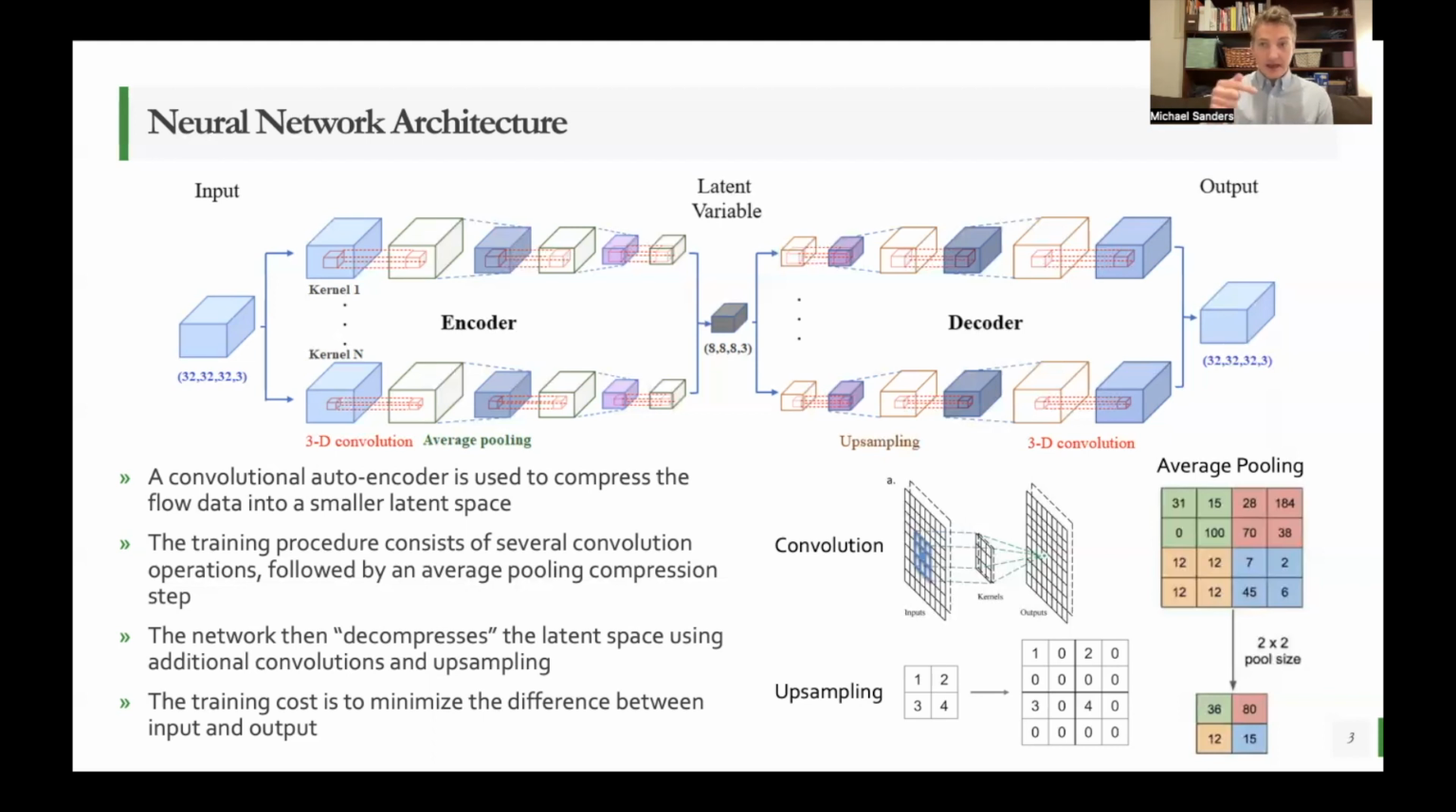So you can see in the schematic below, we have several paths of different kernel sizes that try to detect features on a different scale. For instance, we may have a 3x3x3 kernel, which will detect features on a 3x3x3 scale, and we might have a 7x7x7 that will detect larger features in the flow. And as I mentioned, this is an autoencoder, so the training loss is trying to match the output to the input. And if we're able to match the output to the input, we can be reasonably certain that the latent space is capturing some lower dimensional representation of the field.